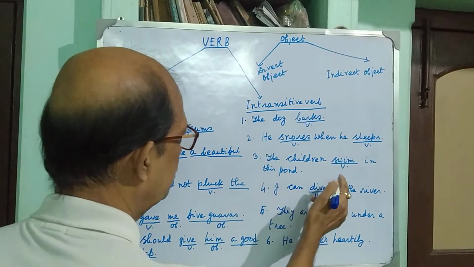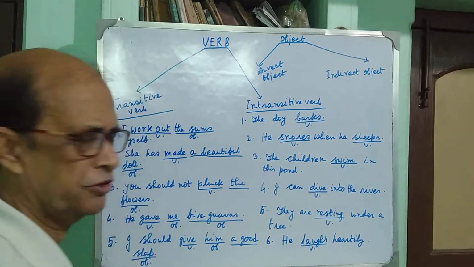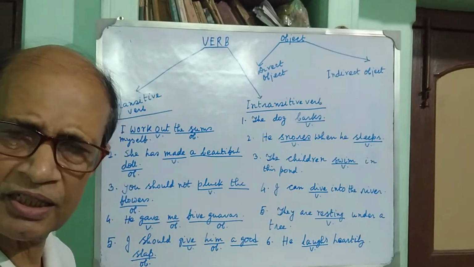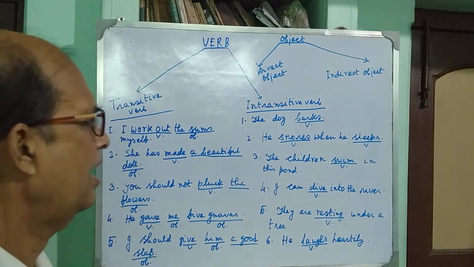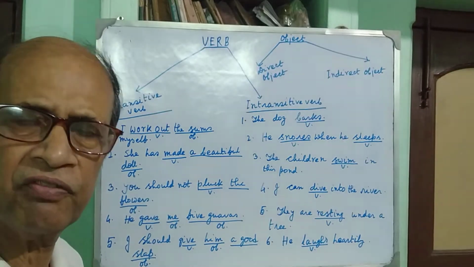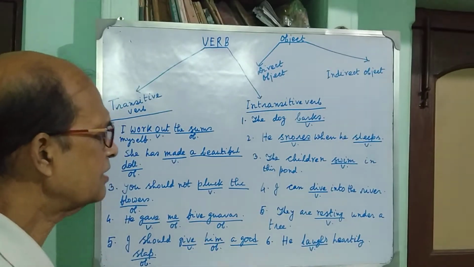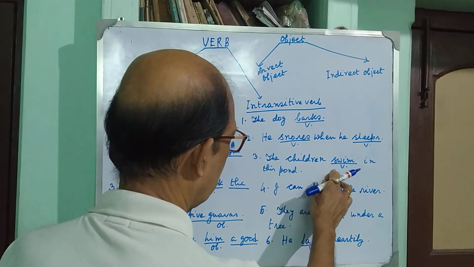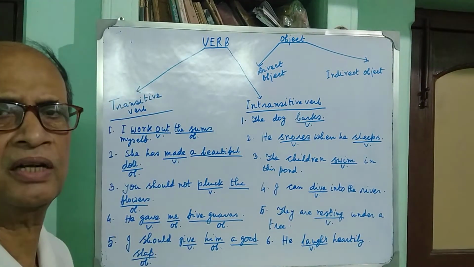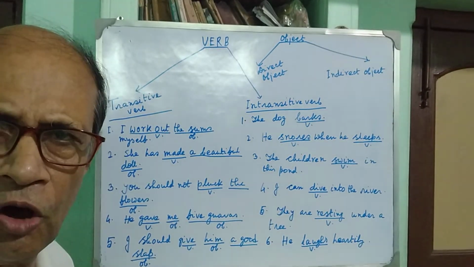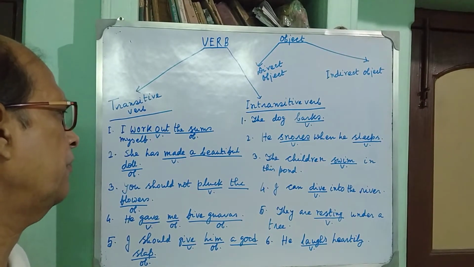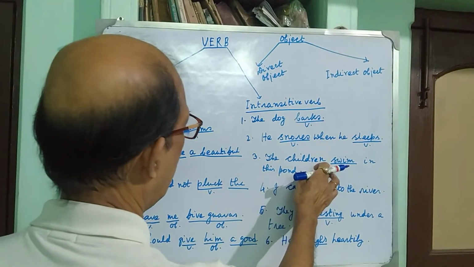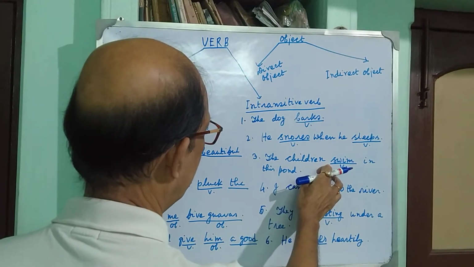Now come to the third example of intransitive verb. The children swim in this pond. Children is subject, swim is finite verb, and in this pond is adverbial. And ask the verb swim by what or whom? There is no answer. There is no object. It is not followed by any object. So, swim is an example of intransitive verb.